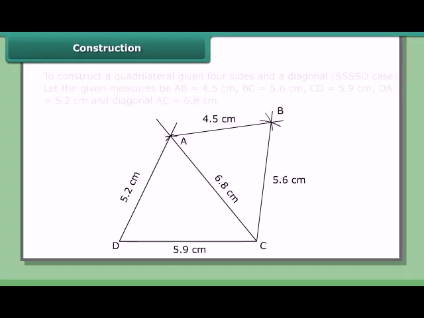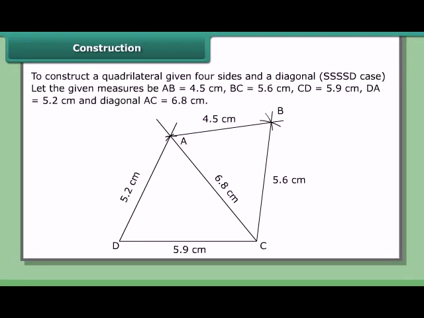Construction. To construct a quadrilateral, given 4 sides and a diagonal, the SSSSD case, let the given measures be AB equal to 4.5 cm, BC equal to 5.6 cm, CD equal to 5.9 cm, DA equal to 5.2 cm and diagonal AC equal to 6.8 cm. The 2 triangles we can construct to complete the quadrilateral are triangle ADC and triangle ABC.